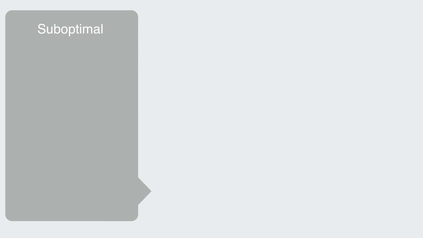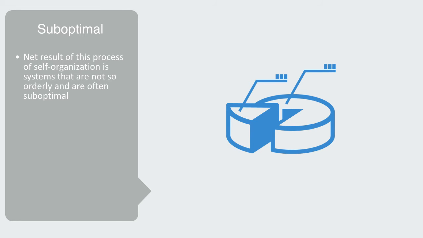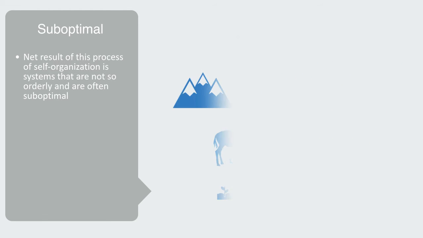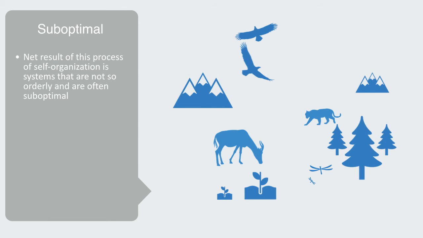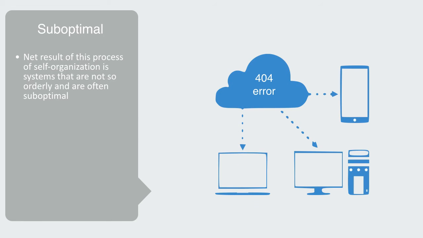The net result of this process of self-organization is systems that are not so orderly and are often suboptimal. If we look at ecosystems, which are self-organizing systems, they are hugely suboptimal with respect to the processing of energy. Only a minute fraction of the energy that enters the system is processed all the way up the food chain. The vast majority is wasted. The internet is another example. It often simply fails to deliver packets. It has a massive amount of redundant and virtually inaccessible information.